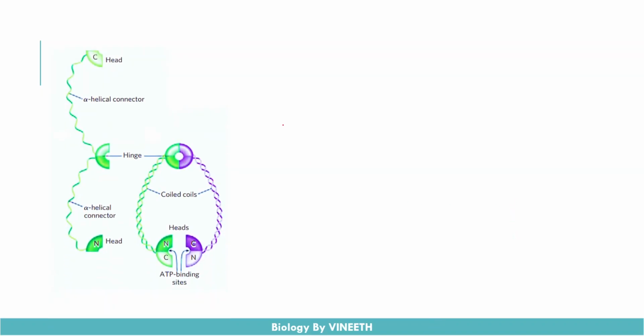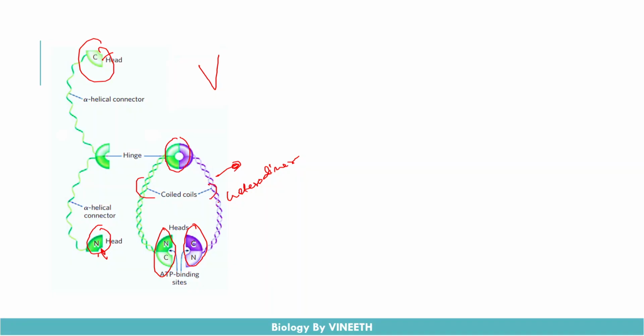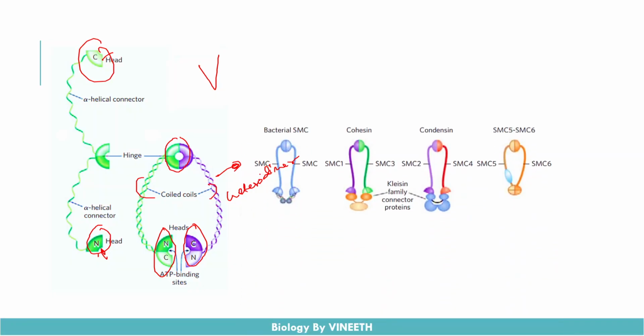Whenever these SMC proteins combine, they form a V-shaped structure, like this. We have a head over here, the N-terminal head and the C-terminal head. They combine with a similar type of SMC protein to form a heterodimer, which contains two Walker domains, one hinge domain, and two alpha helical connector domains. This is what the complete SMC protein looks like.